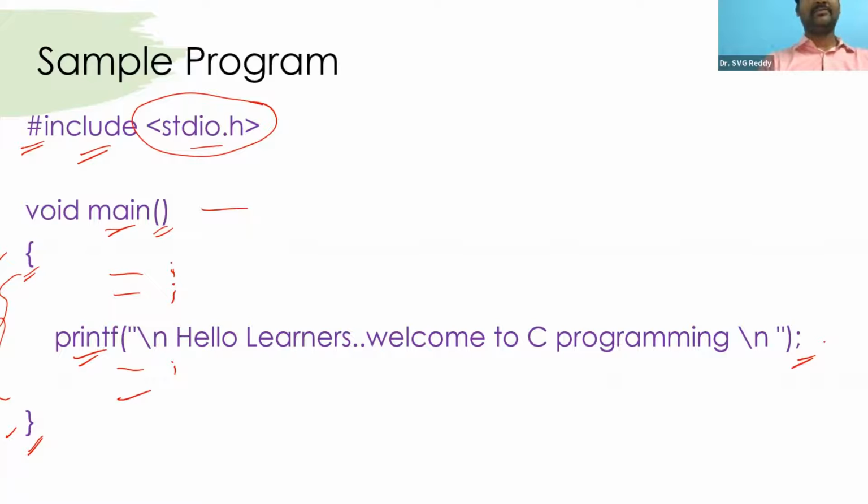See the semicolon here. Every statement should end with a semicolon. So, opening brace and closing brace. Like that, we'll have a header file, the main function, and the body. And every statement should end with a semicolon.